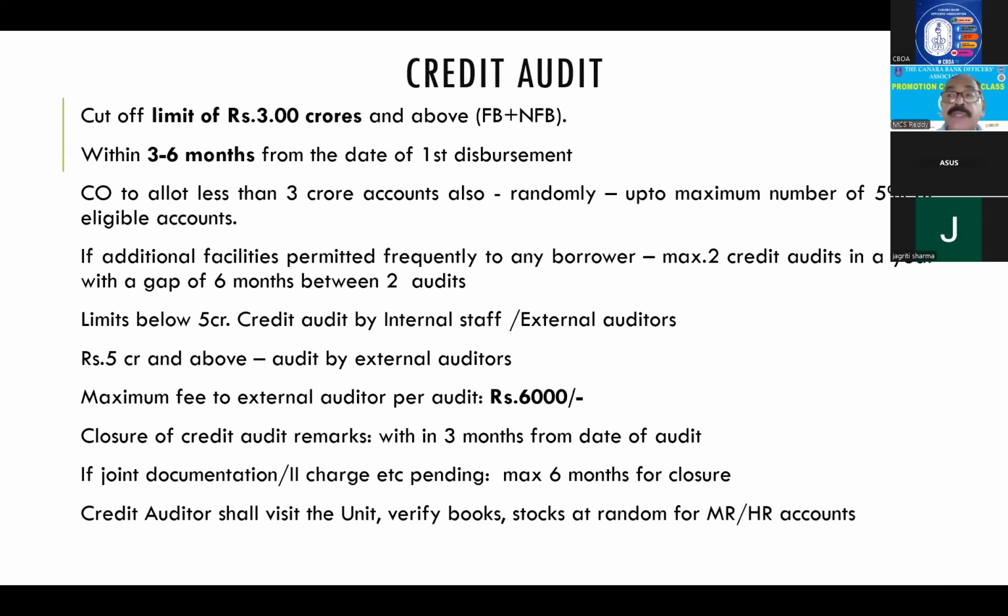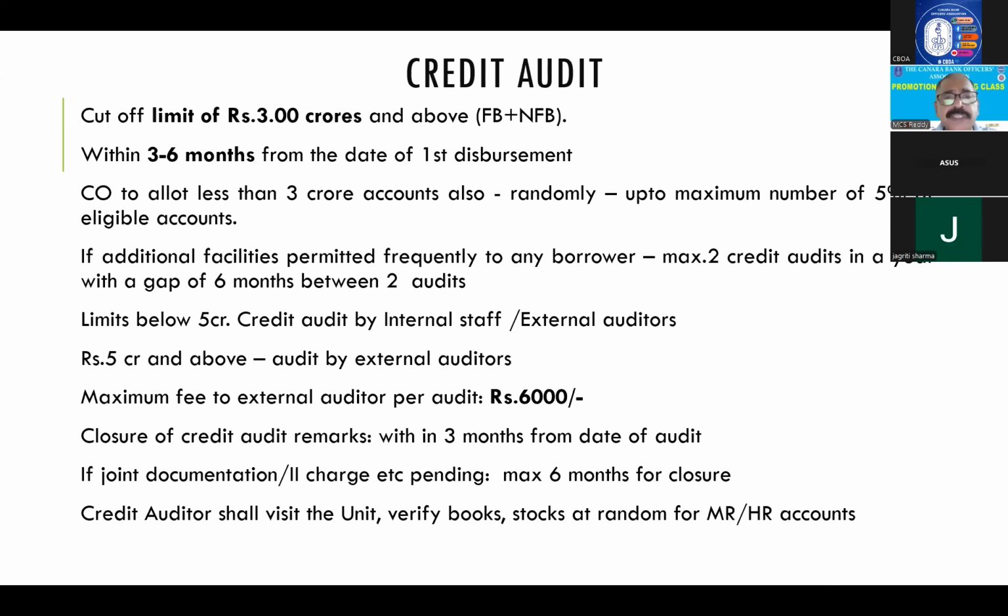Credit audit is regarding compliance of terms and conditions and how the account is progressing after disbursement, whether all disbursements are done promptly as per our norms or not, and appraisal, any problem like that. Everything they will check in credit audit. This audit is done after 3 months from disbursement, but before 6 months. This is the period. Now, the cutoff limit is the same, 3 crores rupees. Within 3 to 6 months from the date of first disbursement, they have to do it. The CO is to alert for less than 3 crores also, randomly, up to 5% maximum number of accounts.